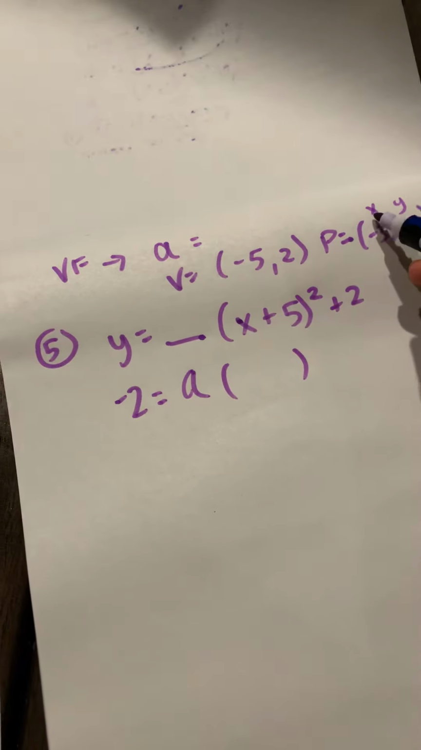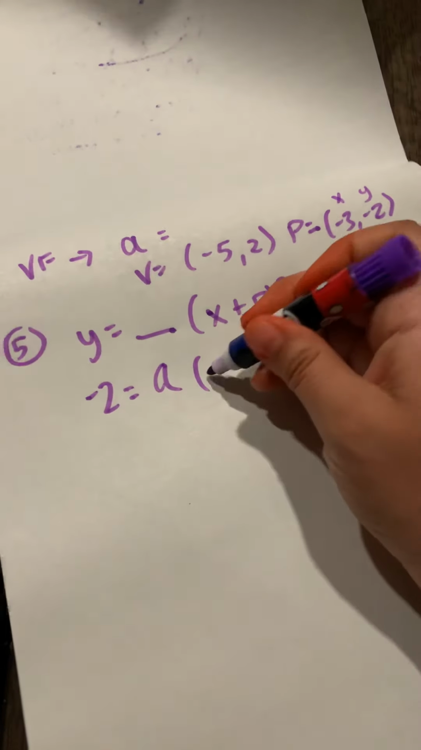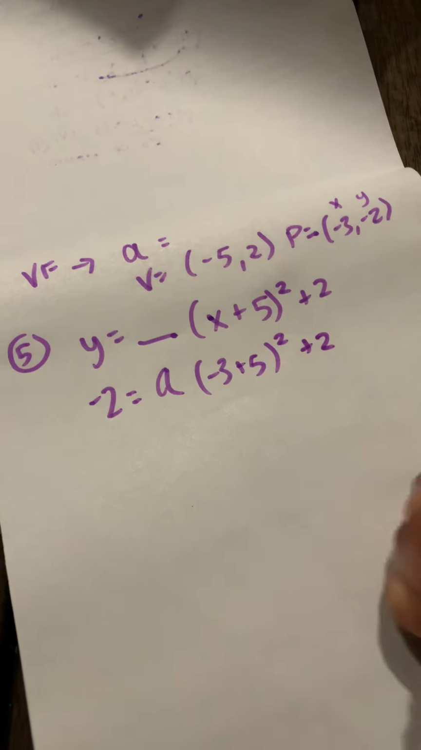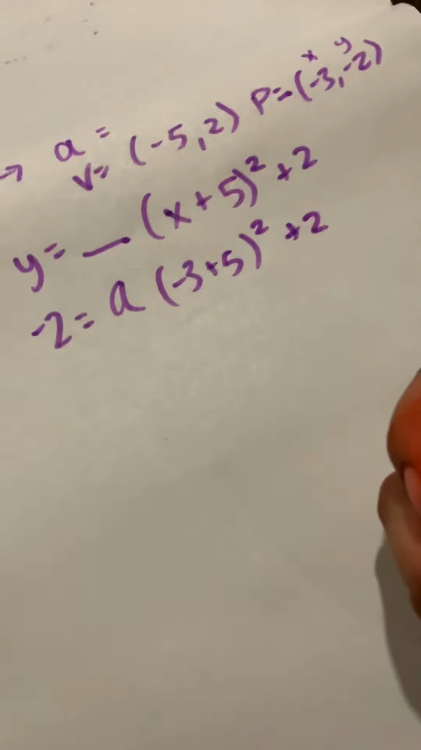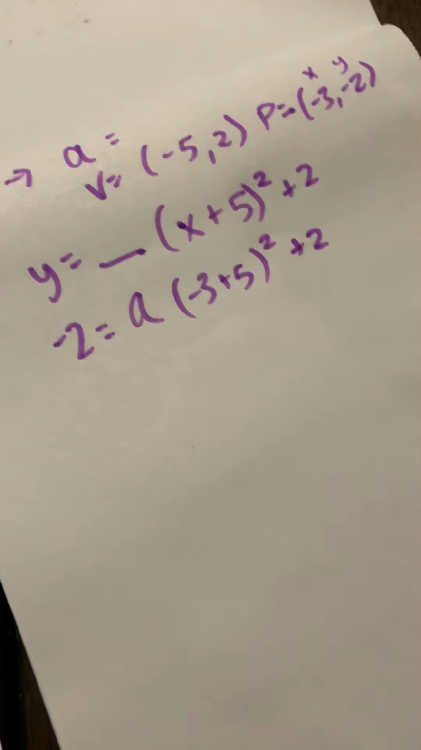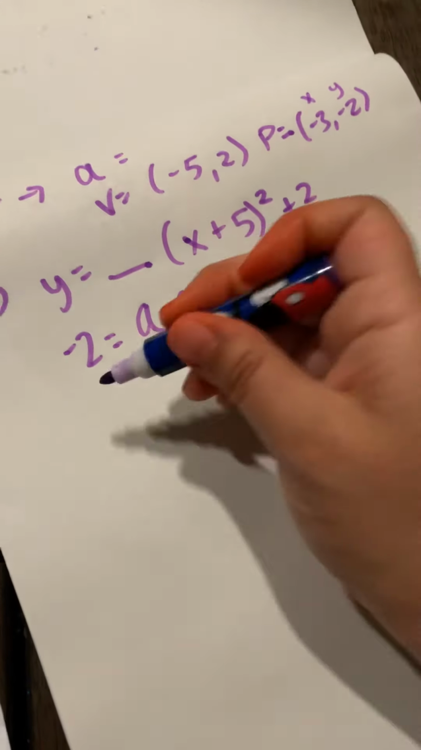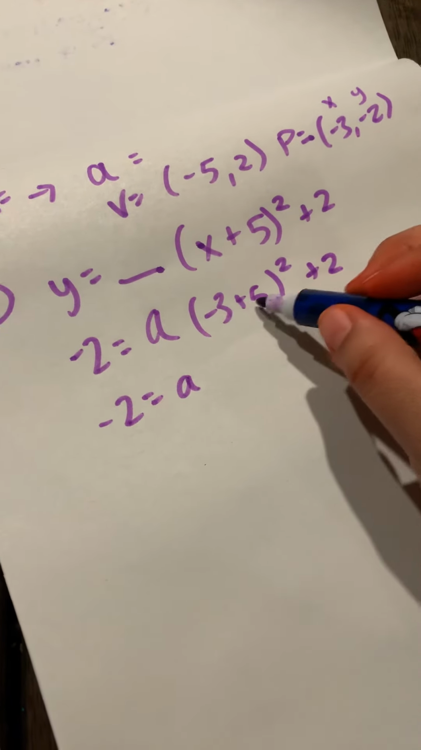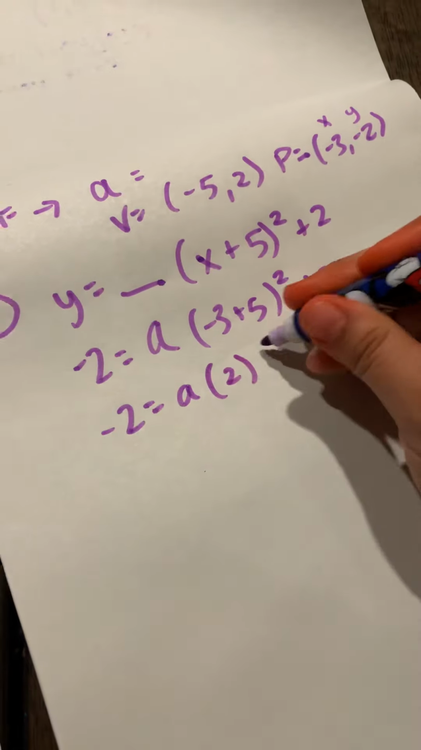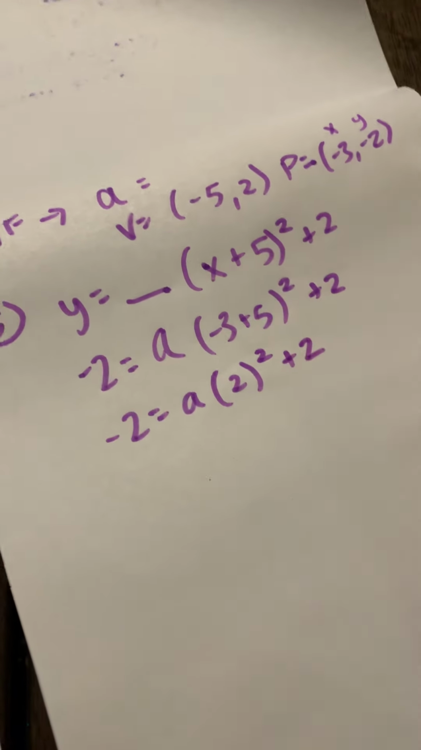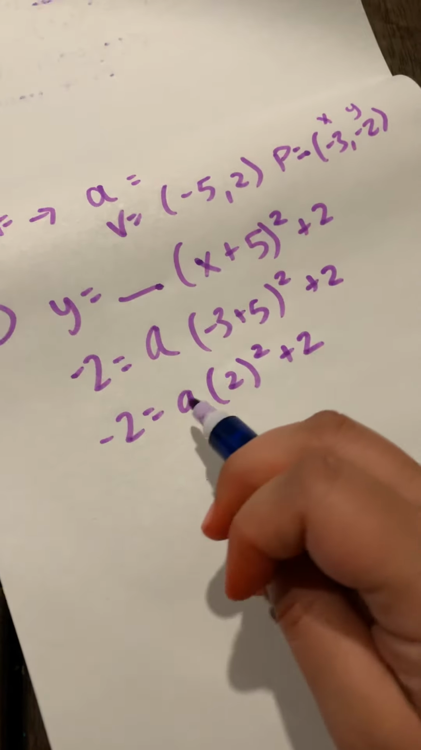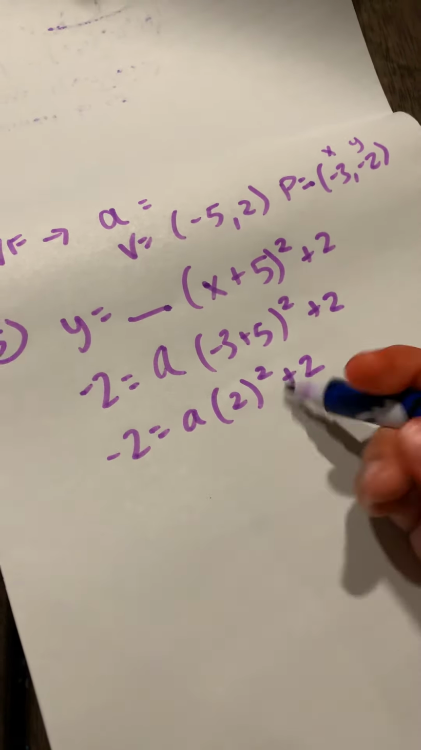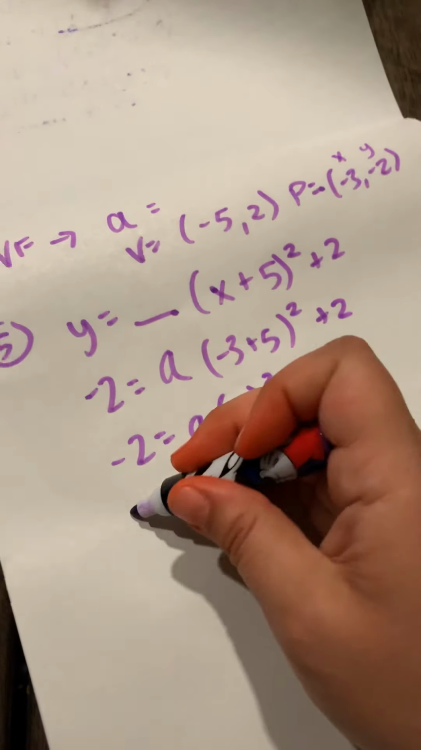And then x is actually -3. So -3, and then I'm going to leave everything else the same. So if I simplify this problem, I should be able to solve for a. So -2 equals a times (-3 plus 5) squared plus 2. You guys have to realize that these right here are all stuck together. This is one term. So be careful with your PEMDAS here.